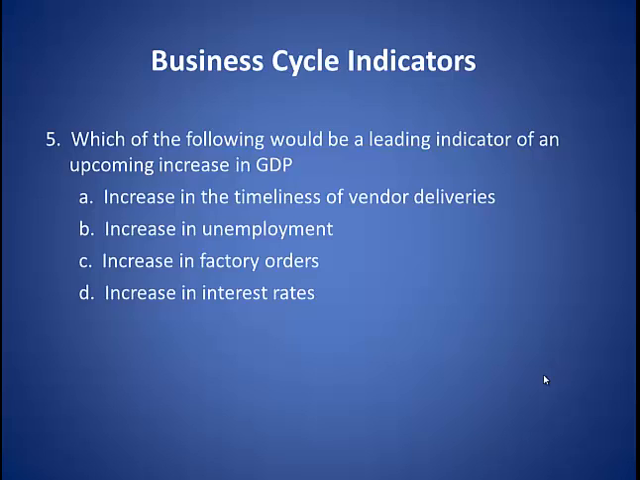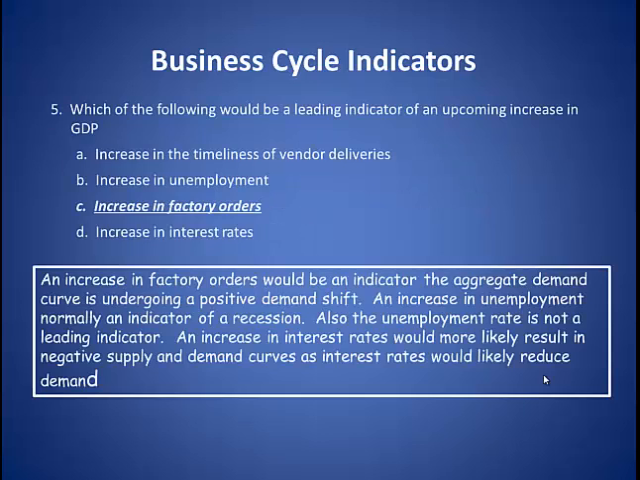Which of the following would be a leading indicator of an upcoming increase in GDP? Again, stop the video. When you've arrived at your answer, restart the video. Number 5, the answer would be C, increase in factory orders. An increase in factory orders would be the indicator that the aggregate demand curve is undergoing a positive demand shift.